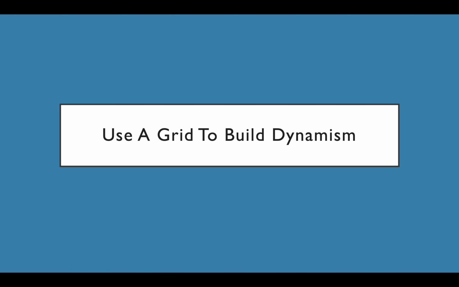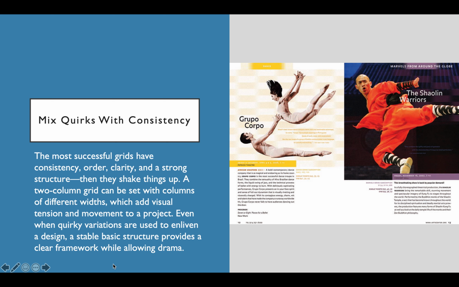Now that we've set our grid up, let's look at ways to use a grid system in order to make really dynamic content and to lay out space. So I like this particular idea, and there's a couple different ways that she sort of frames a similar notion. I want to kind of pull those out about mixing quirks with consistency.